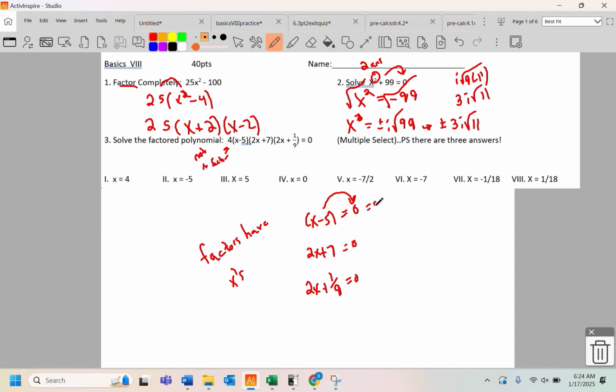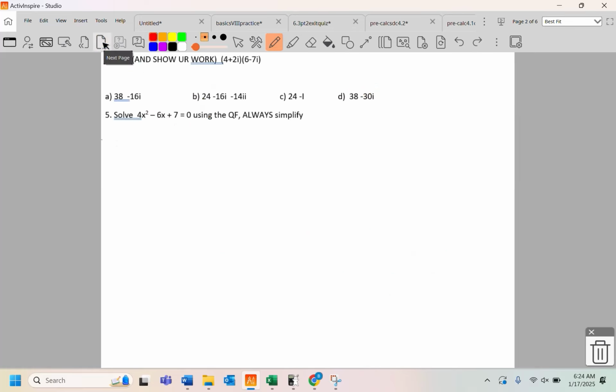We're going to add 5, we get a 5. We're going to take away 7, and then we're going to divide by 2. Not everybody realizes that you have to divide by 2. So there's negative 7/2. We're going to add 1/9, subtract 1/9, and then we're going to divide by 2, and division happens in the denominator. And 2 times 9 is 18, so negative 1/18. So there's the first 3. They went fairly well.